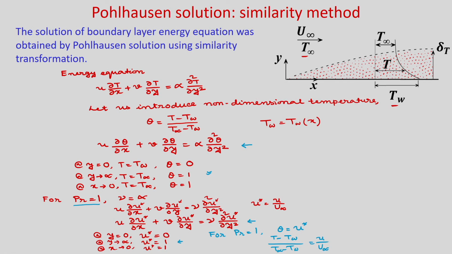So, you can see already we have solved the velocity distribution using the similarity method, and we could convert the partial differential equation to an ordinary differential equation using the similarity approach. In this case, for Prandtl number 1 as a special case, the energy equation as well as the momentum equation are the same and theta is equal to u star. So, obviously, we can have the similarity solution at least for Prandtl number equal to 1 for the temperature distribution.